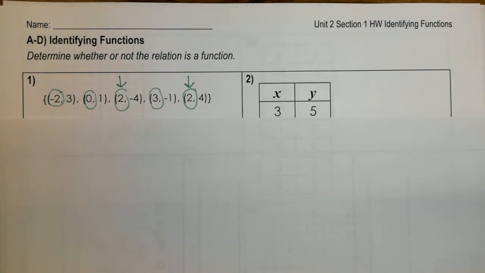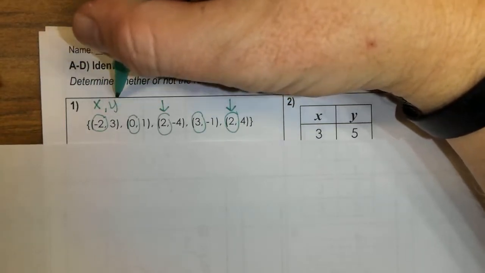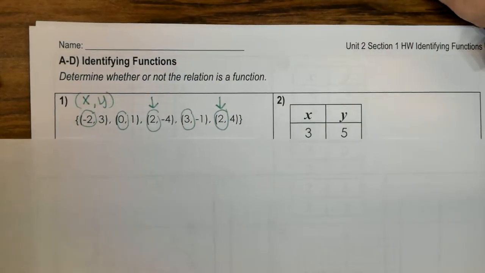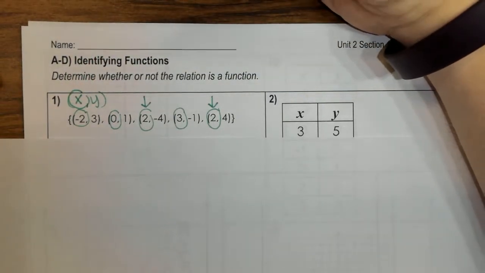Alright, this is Unit 2, Section 1 homework about identifying functions. So this first half is just telling whether or not something is a function. Looking at number 1, I would only look at my x values. These are ordered pairs, in case you forgot. Ordered pairs are x comma y. And to tell if it's a function, I only care about the x, which is the first number.